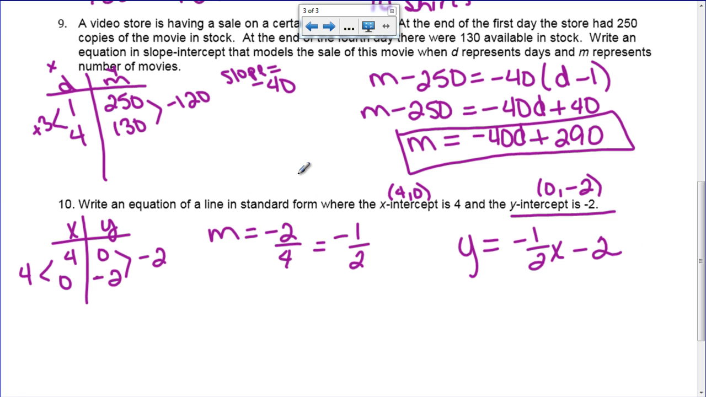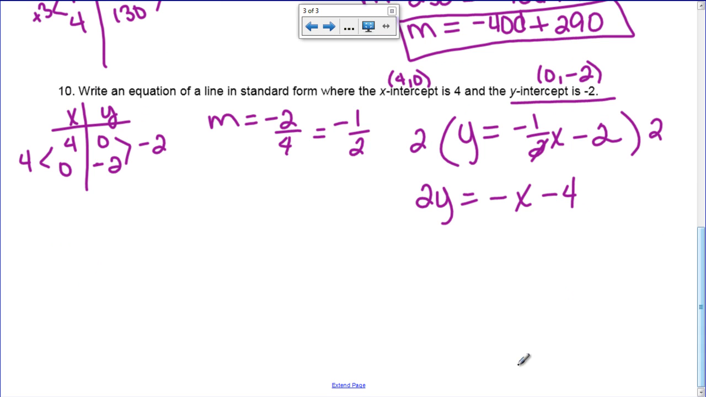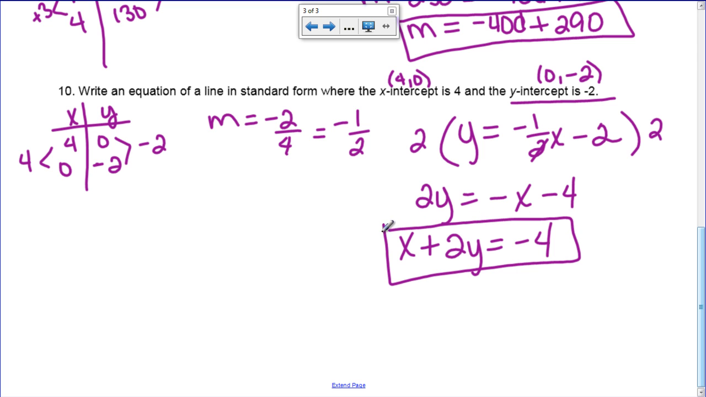So I've got to get all my fractions out of the way and x and y on the same side. Let's get rid of the fraction first. We're going to do it the Ellie way. We're going to multiply everything by 2, so the fraction goes away. 2 times y is 2y. This 2 cancels, so I have negative x. And 2 times 2 is 4, so minus 4. I need x and y on the same side to be in standard form, so I would add x. This becomes x plus 2y equals negative 4. No fractions, no negative in front of the x. That's standard form. So there's how you solve that.